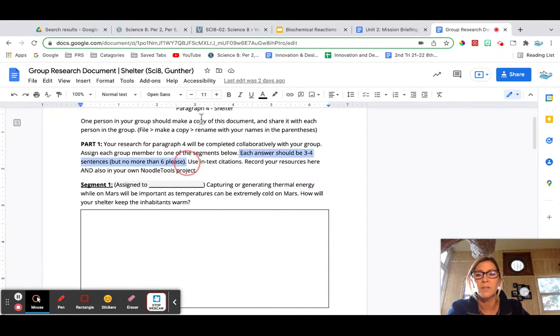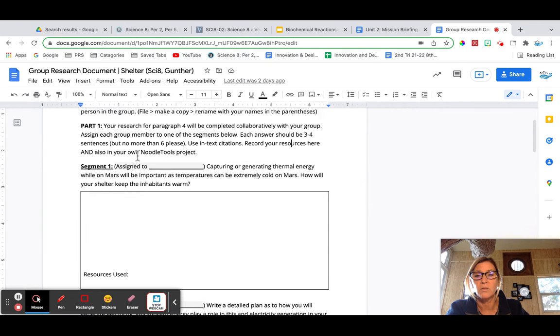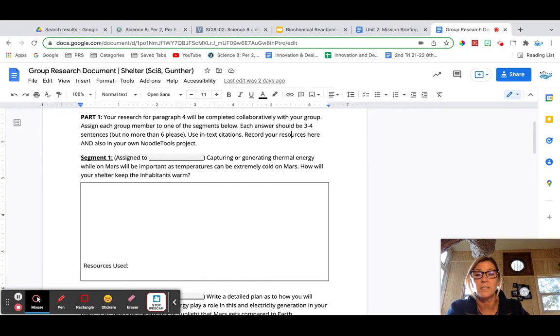Keep in mind that I'm really only looking for about 3 to 4 sentences per person, but no more than 6. Of course, still using in-text citations and all of the other things. Recording your resources both here and in Noodle Tools, because this is where your group members of your team will be able to get your resources to add to their Noodle Tools, and you'll be able to do the same. So you'll record your resources, links down here, and also put them into your Noodle Tools project so that you'll have that on your works cited at the end.